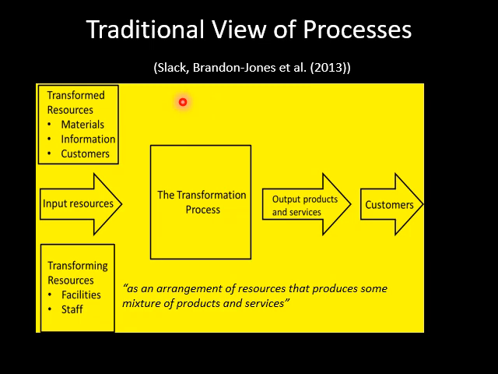This is a typical operational process where you have got materials, information, and customers. You've got input resources, and then you've got transforming resources. So you've got some resources that are going to be transformed, and note the customer is in there. And then you have got some resources that transform, and they go into this transformation process, and they create an output of products and services which will go to customers. And that's very much the traditional mechanism of describing a process.